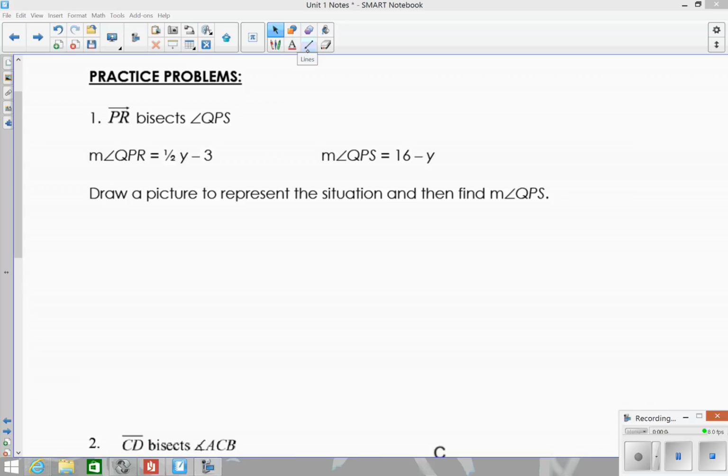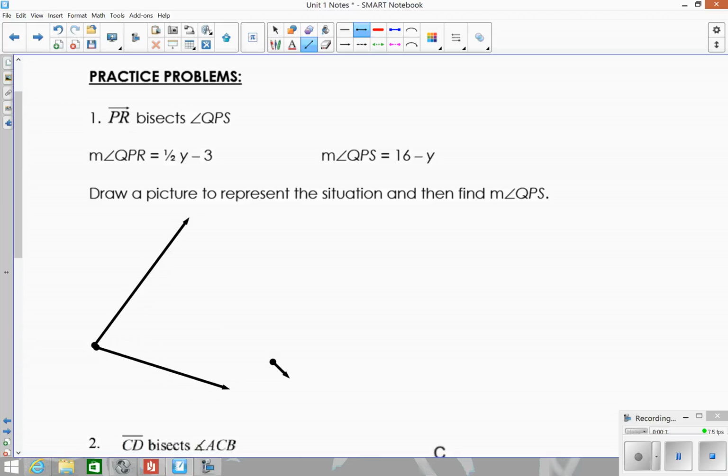In number 1, it tells us that ray PR bisects angle QPS. So the first thing I'm going to do is go ahead and draw that angle. I'm going to have any angle when you're drawing this. So P will be the vertex. Q is up here, P is down here at the vertex, and then S.